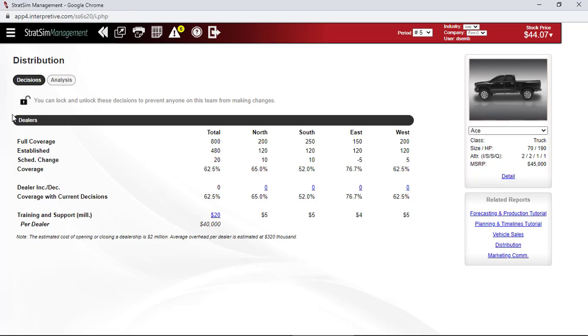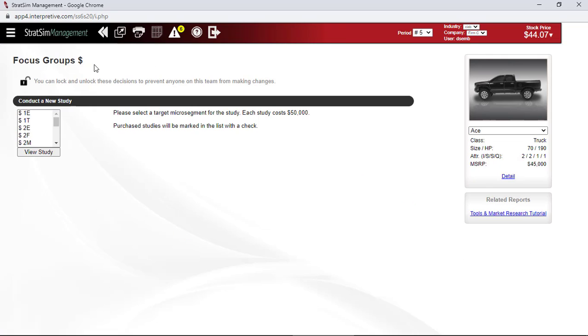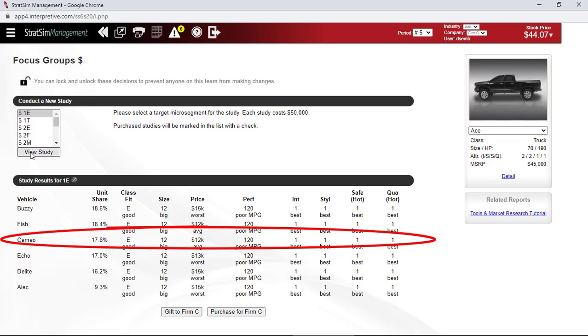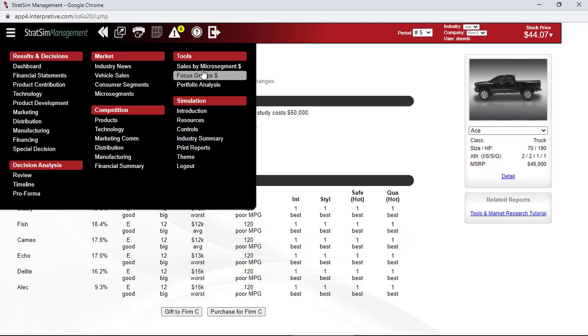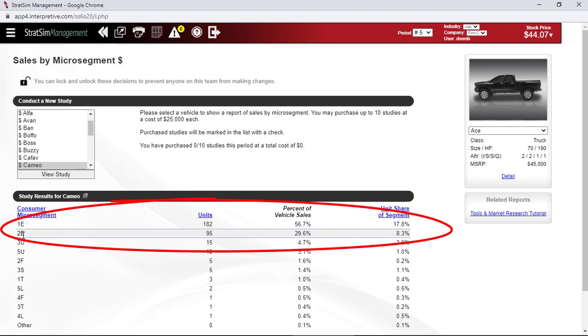There are also a couple of tools you can use to analyze how customers are responding to your vehicles. If I go to Tools and click on Focus Groups, you can run a focus group, say on the 1E segment, and you can see what customers think of the cars that are selling into that microsegment, including the Cameo. Also, the sales by microsegment tool can really give you some more granular detail about who specifically is purchasing your product. And you can see that we have 1E and 2E as the highest percentage of customers that are buying the Cameo.